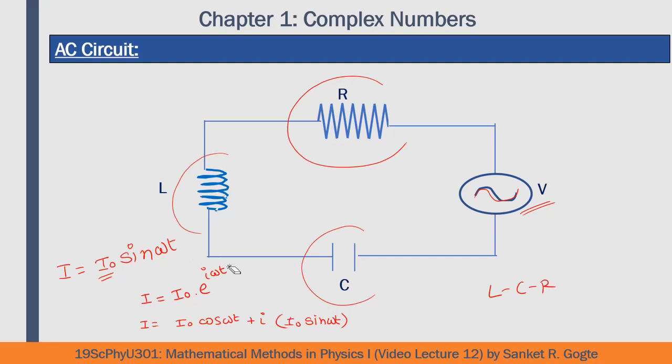Therefore, when I am writing the current as a complex number like this, the imaginary part represents the actual current. Of course, there is nothing special about the imaginary part. You can say that it is actually the real part which represents the current. So for this LCR circuit which is connected to AC power supply, we are writing the current flowing through the circuit as the complex number I0 e to the power i omega t.